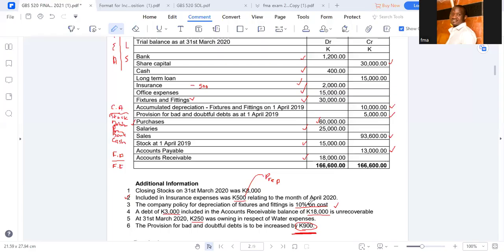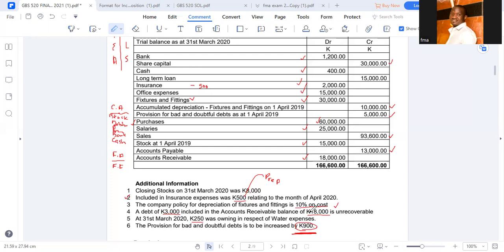But on reducing value, we first subtract 30,000 minus 10,000, which is the accumulated depreciation as at this moment, which is 20,000. So 10% of 20,000 is 2,000. Such that if we're going to post this into the balance sheet, we'll have 10,000 plus 2,000, which is 12,000. But as it is, it's just a direct percentage on cost of 10%, which is 3,000 plus 10,000, which is 13,000. Is that clear?